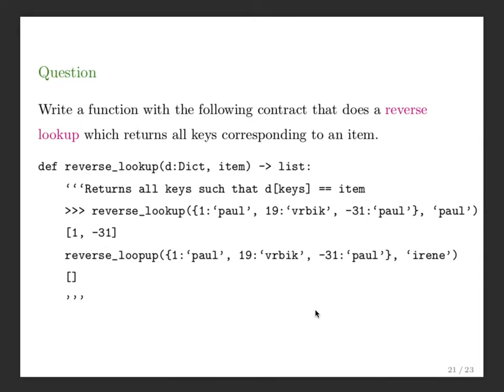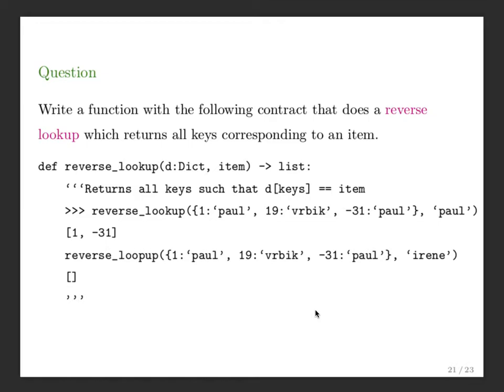Reverse lookup. Suppose I give you the phone book, and I now want you to tell me whose name corresponds to a phone number. That would be a reverse lookup. Now, it's a little bit different than a dictionary because phone numbers are unique. So here's a new dictionary where the items aren't necessarily unique.